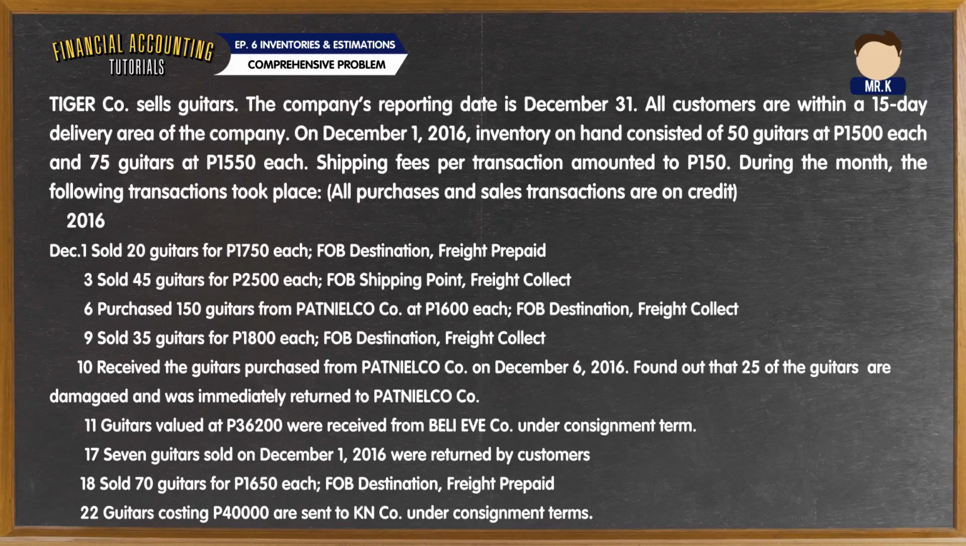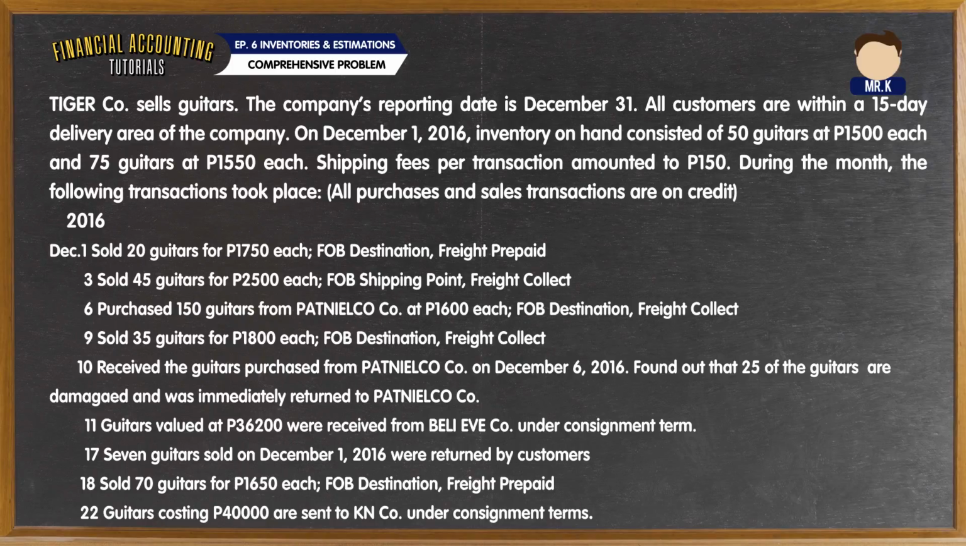During the month, the following transactions took place, while all purchases and sales transactions are on credit. On December 1, 2016, they sold 20 guitars for 1,750 pesos each, FOB destination freight prepaid. On December 3, 2016, they sold 45 guitars for 2,500 pesos each, FOB shipping point freight collect. On December 6, 2016, they purchased 150 guitars from Patnelco Company at 1,600 pesos each, FOB destination freight collect. On December 9, 2016, they sold 35 guitars for 1,800 pesos each, FOB destination freight collect.